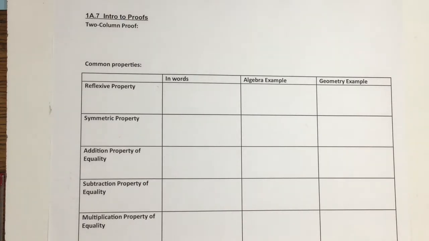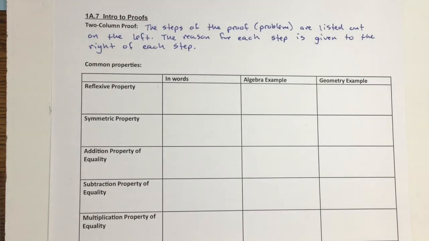When I have things written on my page, make sure you're writing them down. If you need time at any point in the video to copy anything down, click pause, but make sure you're listening to the video. A two-column proof is a way of organizing our work into two columns. That's all that means. The steps of our proof, or the problem that we're solving, are listed out in order on the left, kind of just a way of showing your work. And then the reason for each step is given to the right of each step.